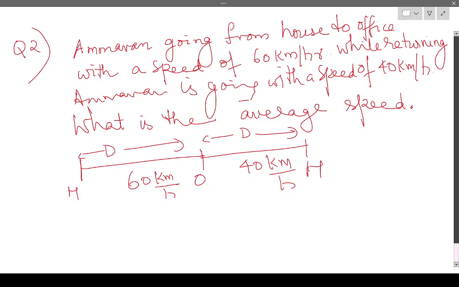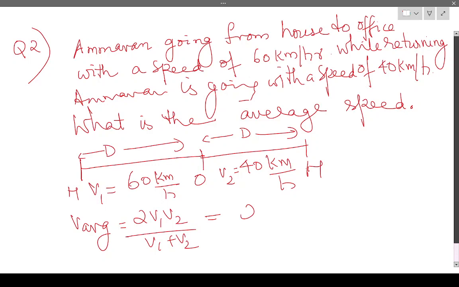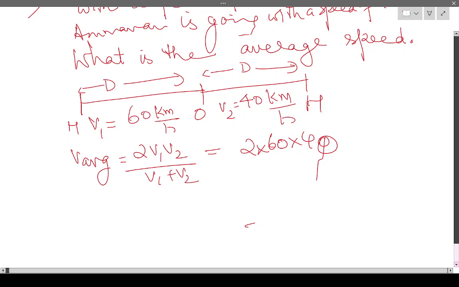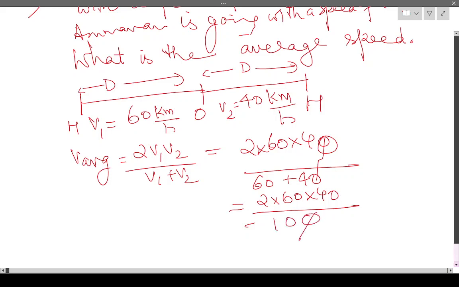So I will take this as v1 and this as v2. Average speed is nothing but 2v1v2 by v1 plus v2. So this is 2 into 60 into 40 by 60 plus 40, which is 2 into 60 into 40 by 100. This cancels, this cancels. This is 12, and 12 into 4 is 48 kilometer per hour.